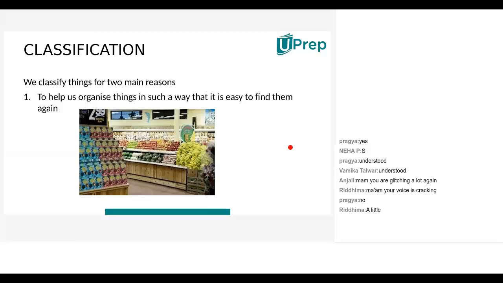So to make things easy, the sorting of materials is very helpful. Understood? Yes, ma'am. Can you please show me the second slide? Yeah, I'll show it.